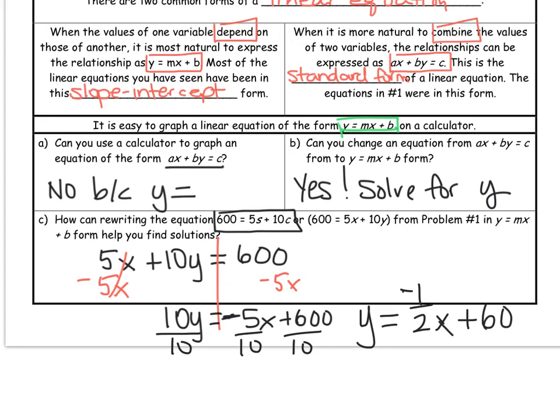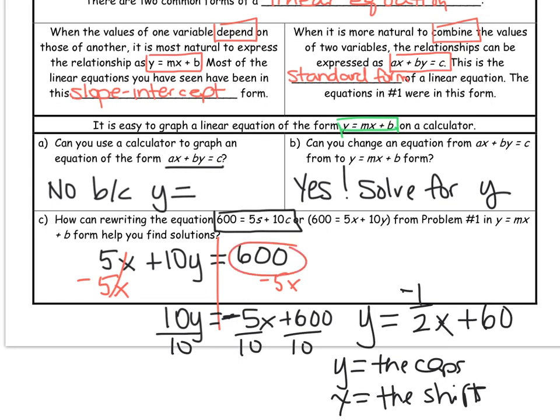And this is where y equals the number of caps, and x equals the number of shirts. And in this particular one, the profit we were looking for was 600. So we can find combinations of x and y that will give us a profit of 600. And this is what we're going to work on in class tomorrow.